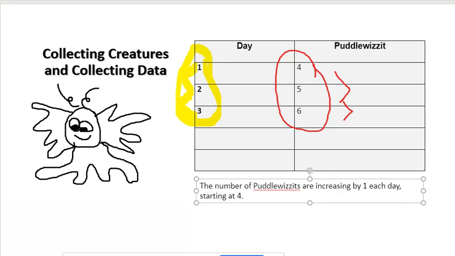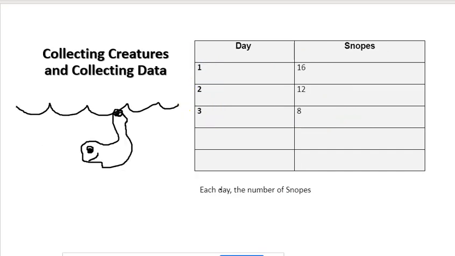Now, as a side note to this exploration, my grade partner went out to the river as well, and she was looking for snopes. Now, snopes are these tiny little creatures that are like mosquito larvae that puddle wizards like to eat. They will eat them for breakfast, lunch, and dinner, and here is the t-table that she came back with after her 3 days at the river. What do you notice about her numbers? On day 1, she caught 16, day 2, she caught 12, and day 3, she caught 8.